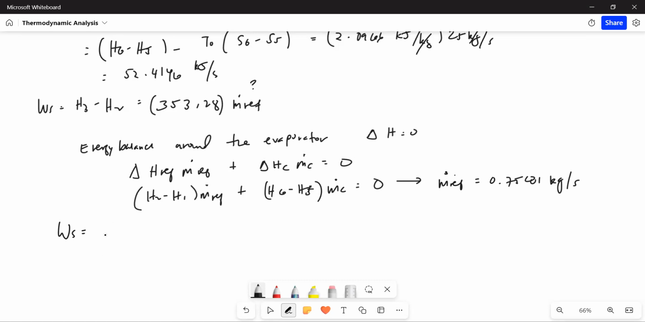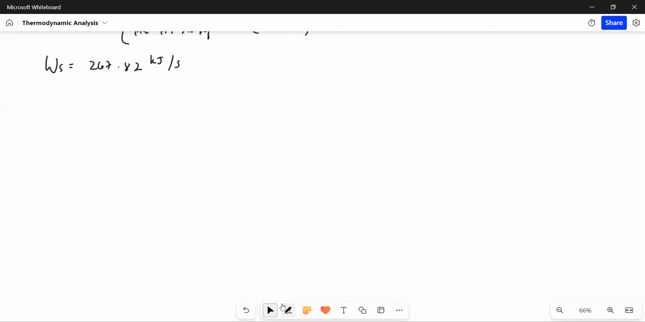So going back to that, work shaft is 267.82 kilojoules per second. Okay? So I hope this is clear. Just multiply that with that and you get work shaft actual. So now we move on to the work loss. We have to do this for every device. The equation is, again, T naught delta S minus Q.